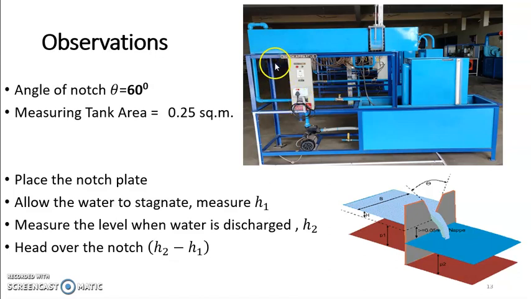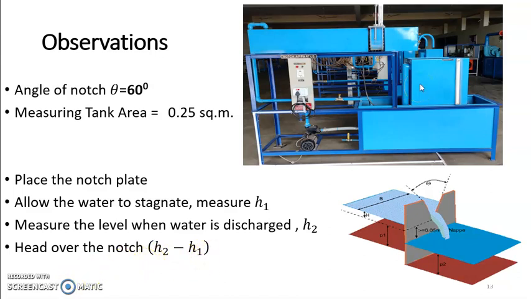After that, set for some discharge using this gate valve, and the water is allowed to flow through this channel for that discharge. Wait for 2 minutes and measure the next reading. It will be read as H2, which you can see clearly in this figure. The head over the notch is nothing but the difference between H2 minus H1, which gives the head over the notch.